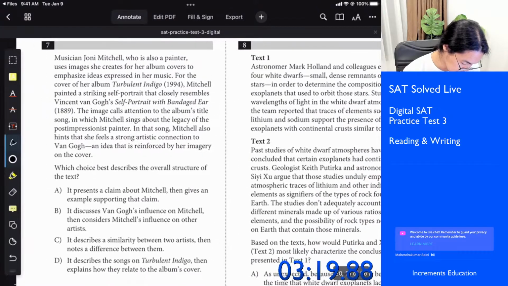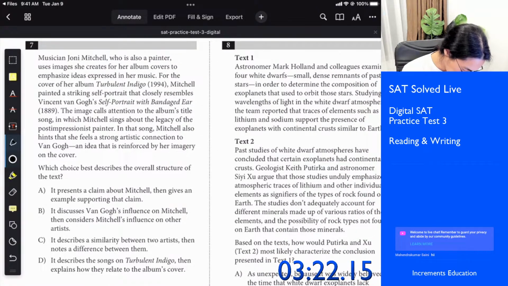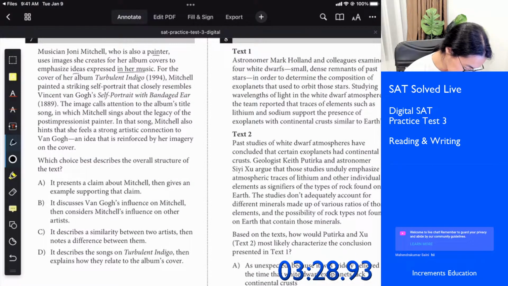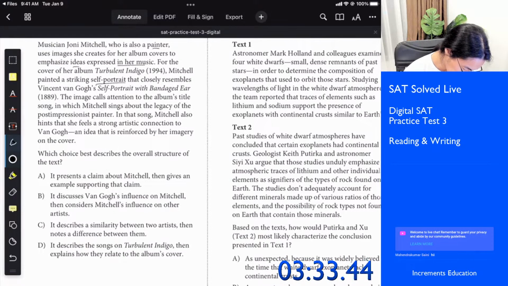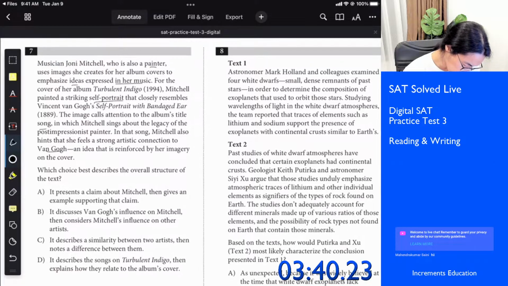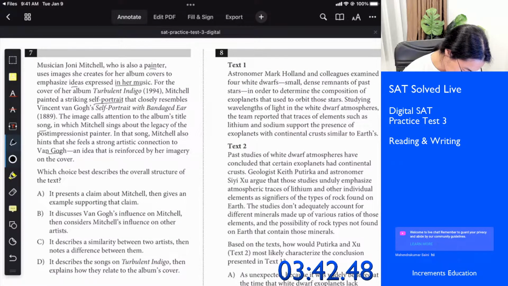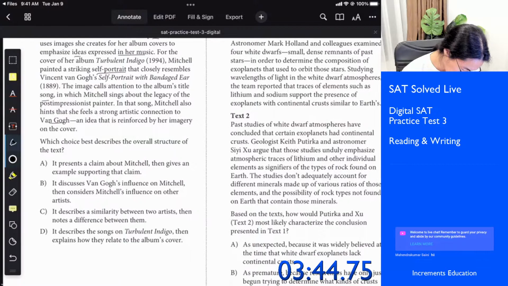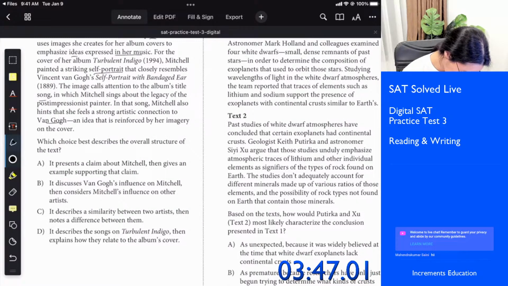Oh my God. Joni Mitchell, who is also a painter, to emphasize ideas in her music as a painter. A self-portrait. Title song. Connection to Van Gogh. Okay. The structure is topic and then an example. Yeah. So yeah, 349.